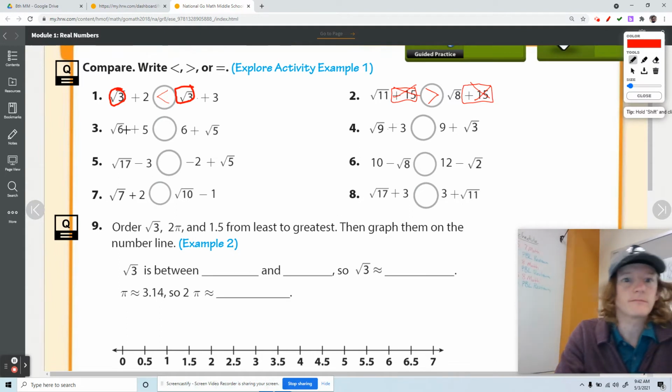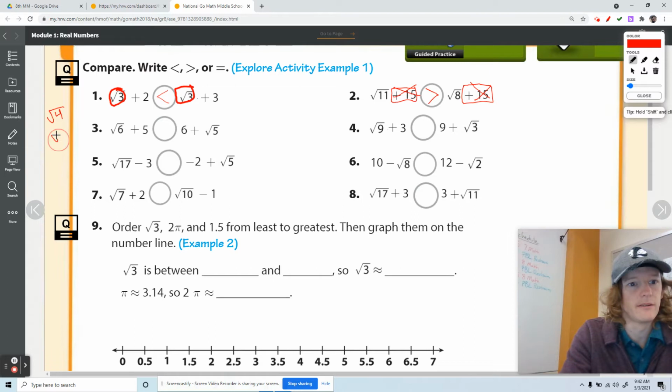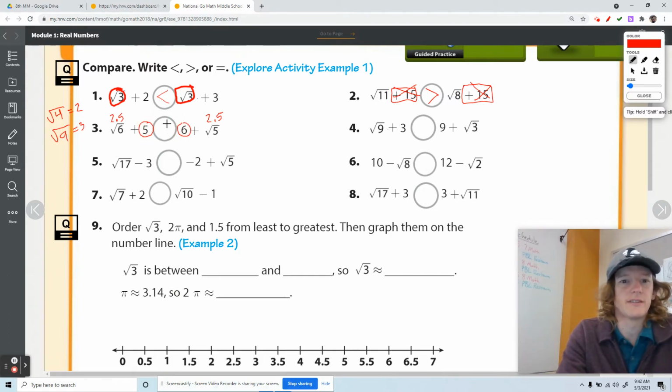Number 3, the square root of 6 plus 5, and 6 plus the square root of 5. Square root of 6 is in between the square root of 4 and the square root of 9. So it's in between 2 and 3. So this is 2.5. This one's also about 2.5. It's a little bit lower than that. But a whole number difference here is going to be enough to show us that the one on the right is bigger.